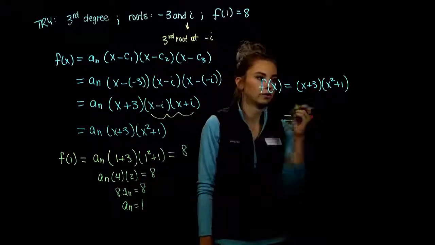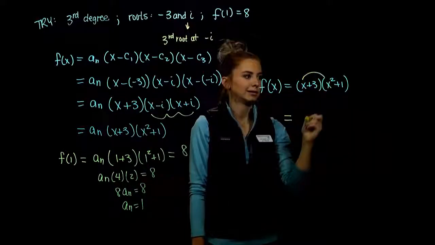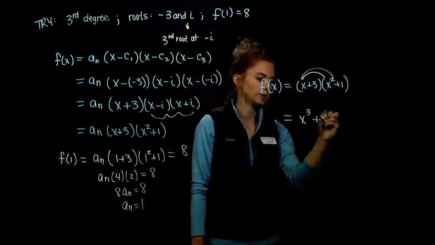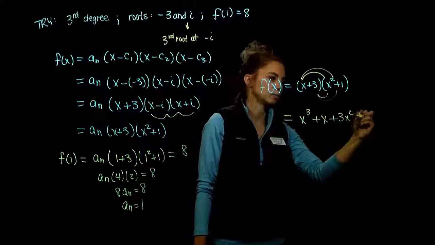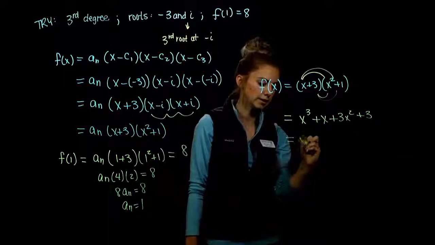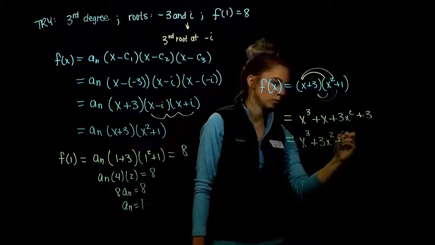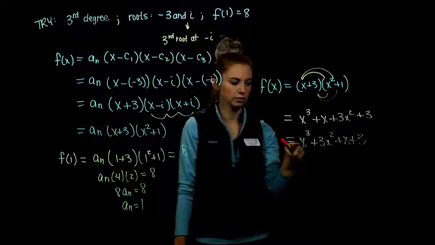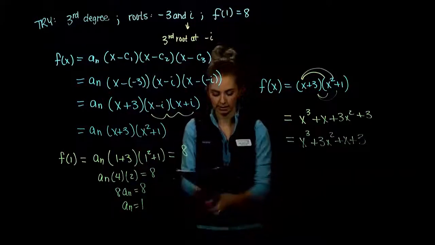So we can just check real quick. Another form of that equation, another way to report it. Let's do it. We've got x cubed. And outer, positive x. Inner, plus 3x squared. And last, plus 3. So when we write it in descending order, we've got x cubed plus 3x squared plus x plus 3. So is our function of degree 3? Highest power that we see is there.